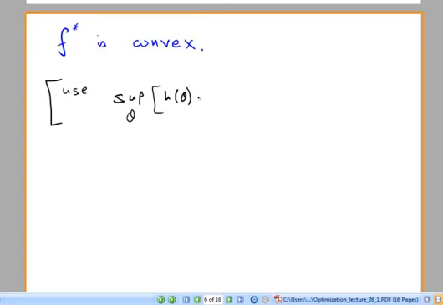So we are proving that f star is convex. And what are you going to use? You're going to use that the supremum over theta of h theta plus g theta will be less than or equal to the sum of the individual supremums.